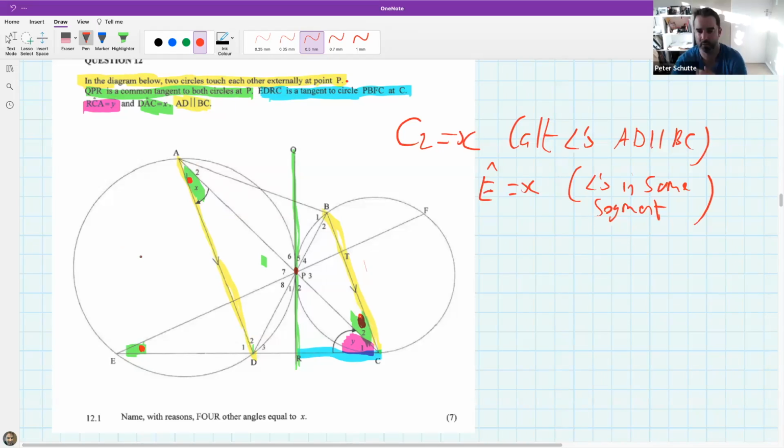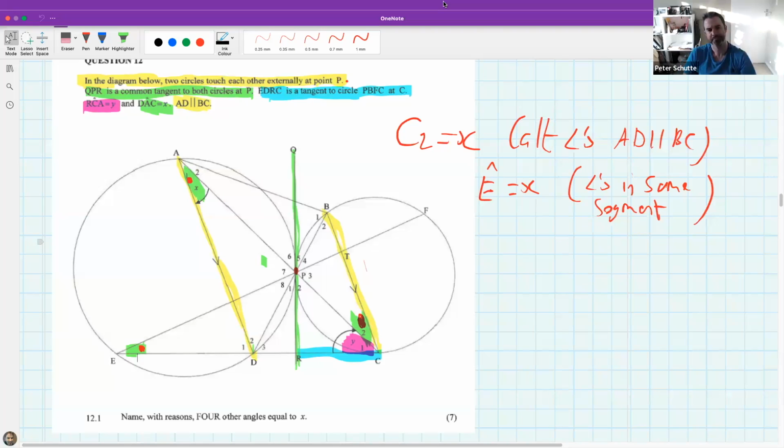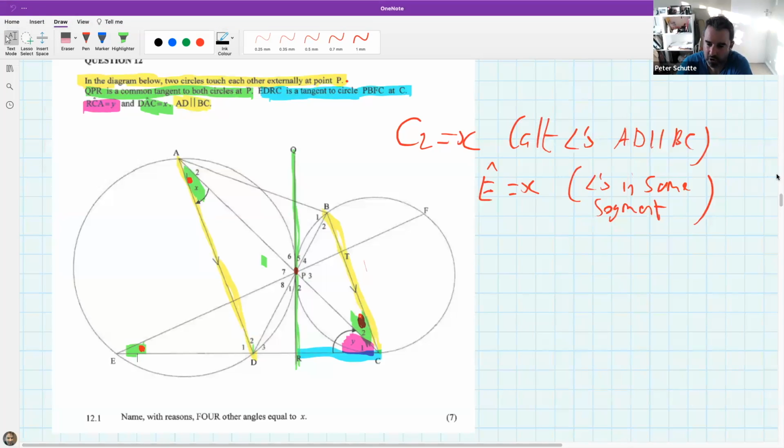What are the other ones that we can maybe hunt? D2. I don't think D2 would work. Angles subtended by the same segment. No, I don't think that would work. What haven't we used in this question yet? That is part of the drawing, but we haven't used it. Let me look at the chat and see what else people are saying. B2, angles in the same segment. Okay, fine. P5.